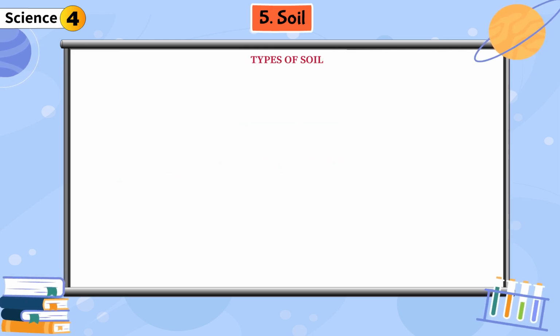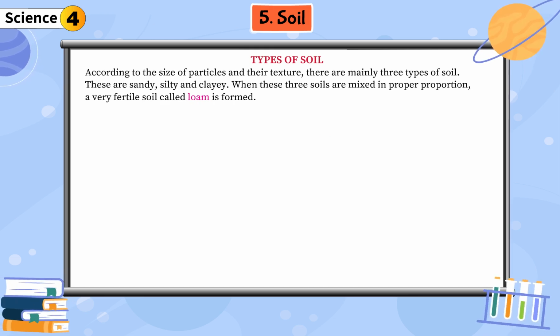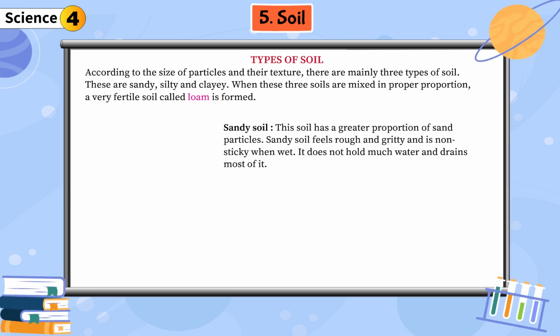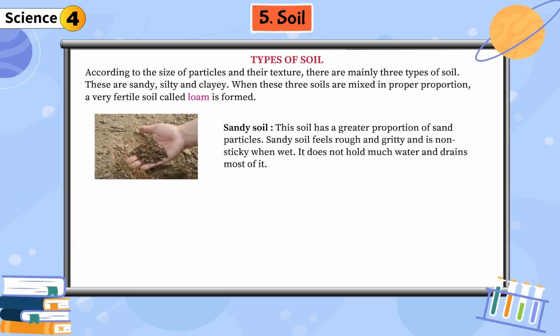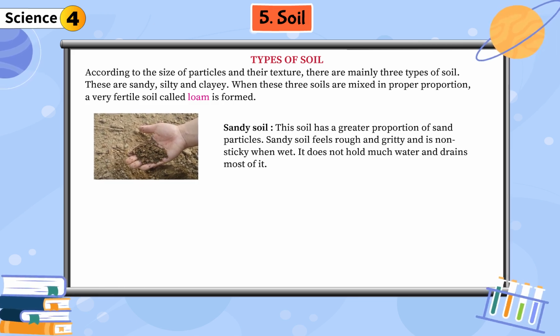Types of soil. According to the size of particles and their texture, there are mainly three types of soil. These are sandy, silty and clayey. When these three soils are mixed in proper proportion, a very fertile soil called loam is formed. Sandy soil: this soil has a greater proportion of sand particles. Sandy soil feels rough and gritty and is non-sticky when wet. It does not hold much water and drains most of it.